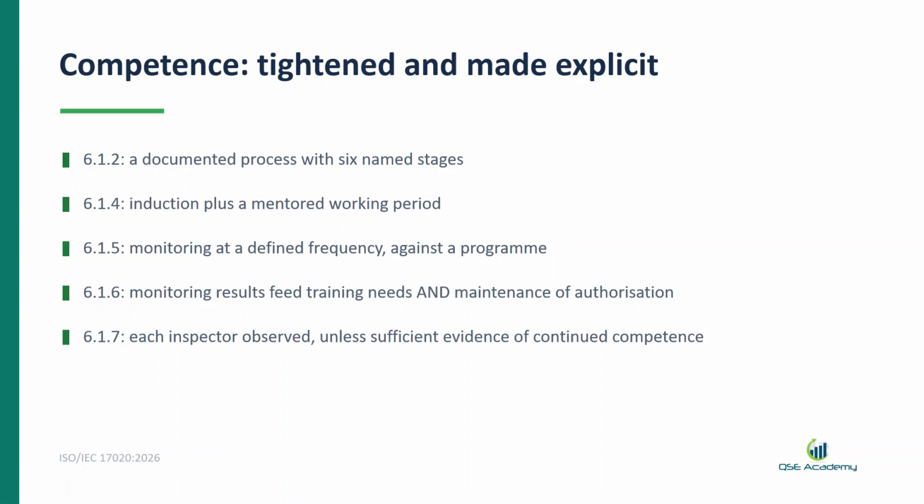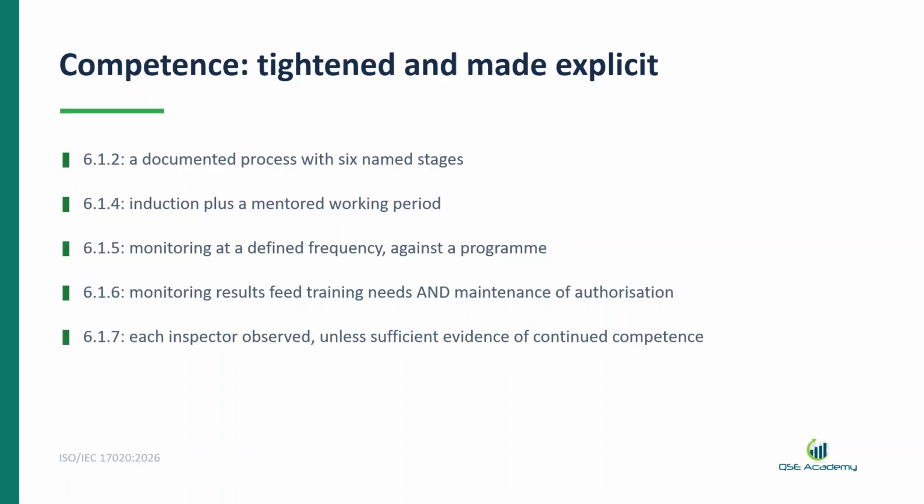6.1.2 now names 6 stages your documented process must address: determining competence requirements, including for professional judgment, selection, initial training, authorization, monitoring, and continual training. 6.1.4 spells out that initial training includes an induction period and a mentored working period with authorized and competent personnel.